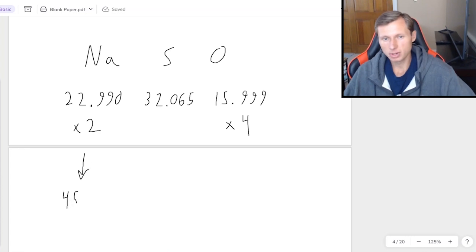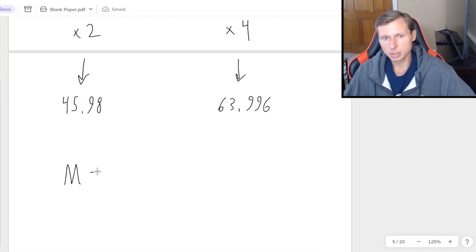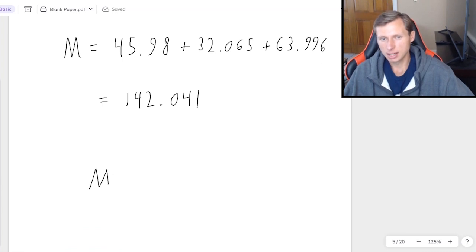So in other words, I have to multiply sodium by 2, and I have to multiply oxygen by 4. So that's going to be 45.98 for the sodium, and 63.996 for the oxygen. And the 32.065 for the sulfur is going to stay the same. So then to find the total molar mass, just add these 3 numbers up again, and we'll get a final answer of 142.041.